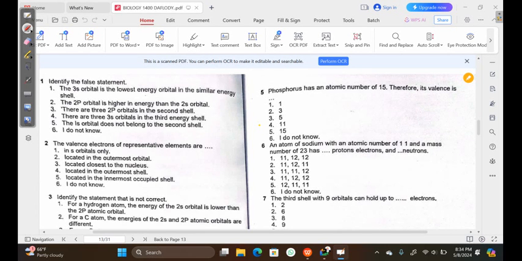So which of these options from 1 up to 5 is a false statement, meaning that 4 of them are correct? So we are looking for the false statement. Which one do you think is the false statement with regard to atomic orbitals? What do you suggest?